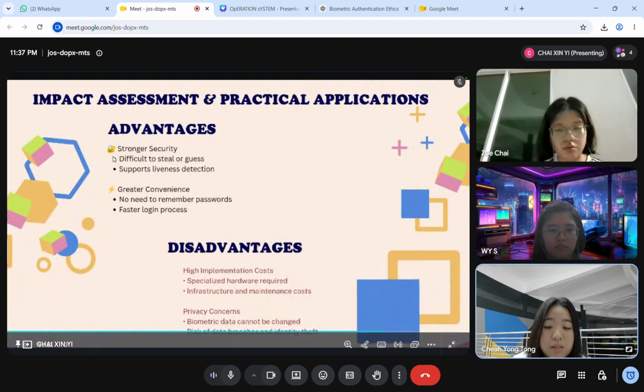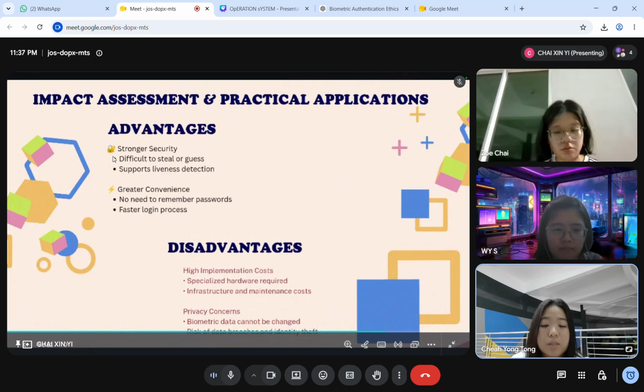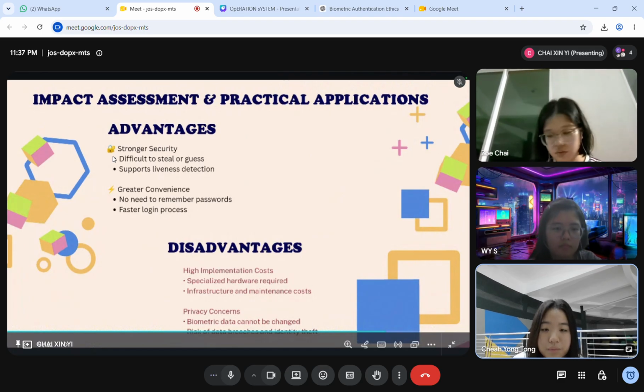Despite these challenges, biometric authentication offers important advantages. First, it provides stronger security because biometric traits are unique and difficult to copy. Second, it improves convenience by allowing users to log in quickly without remembering multiple passwords. Next, I will pass it to my members.